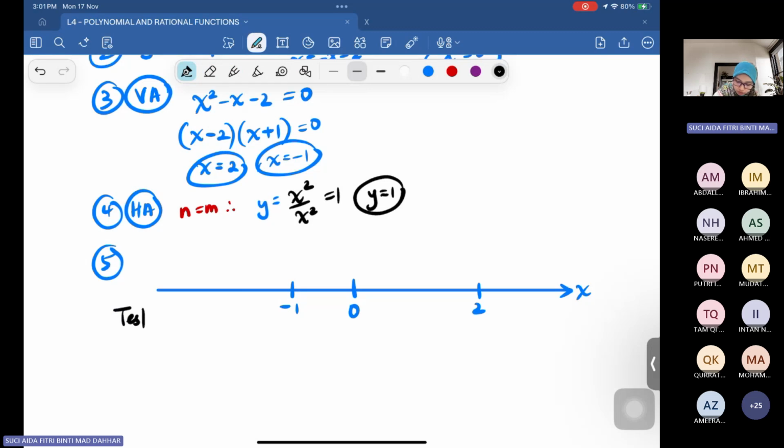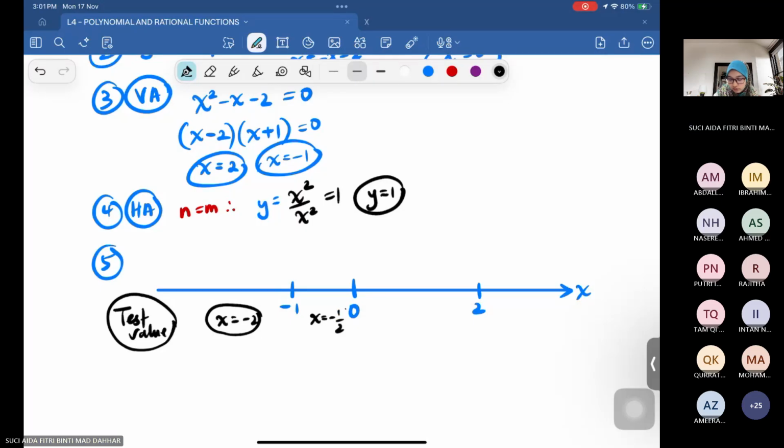Now you can pick your test value. Let's choose the test value accordingly. So for the first region here, I'm going to use negative 2. Here I can use what? Negative half. Here I can just use 1. And here I can use number 3. Okay, this is my test value.